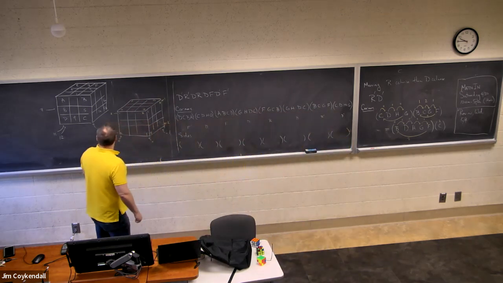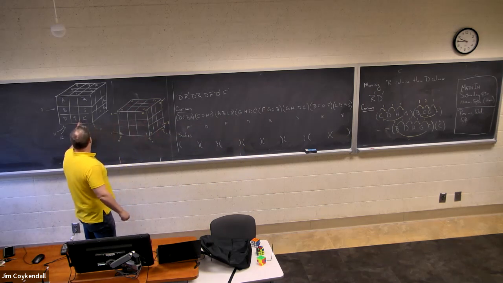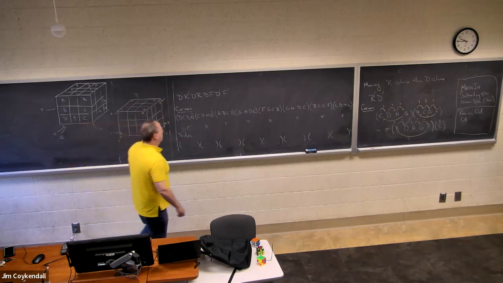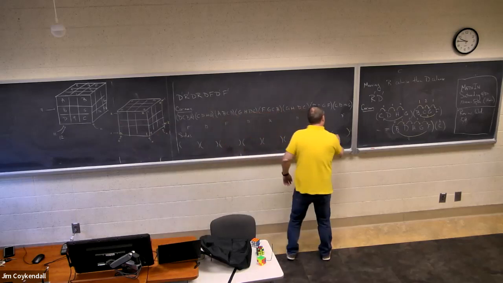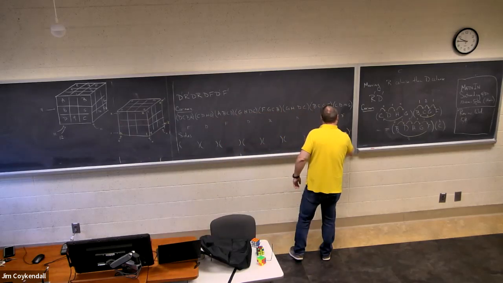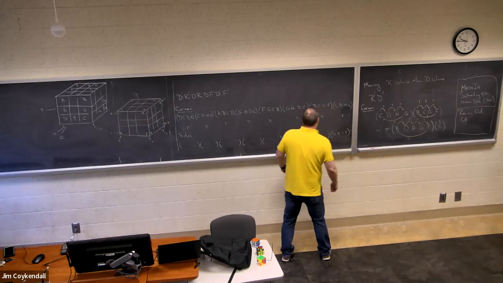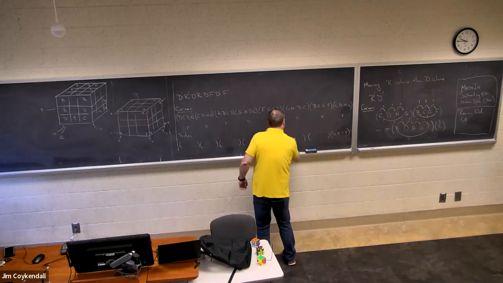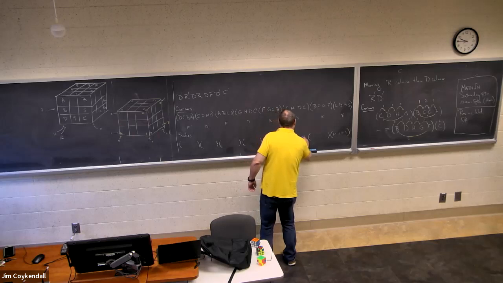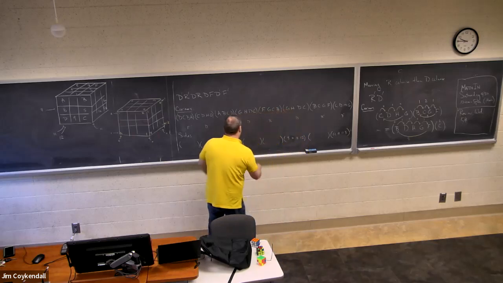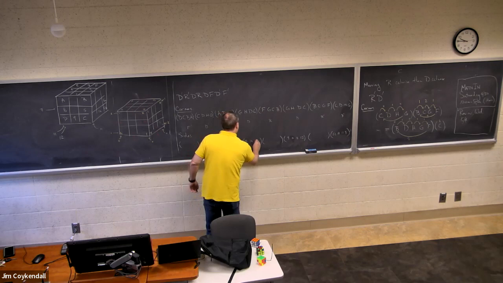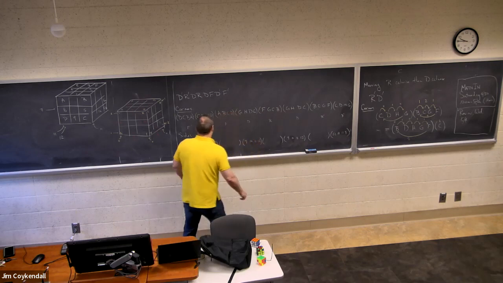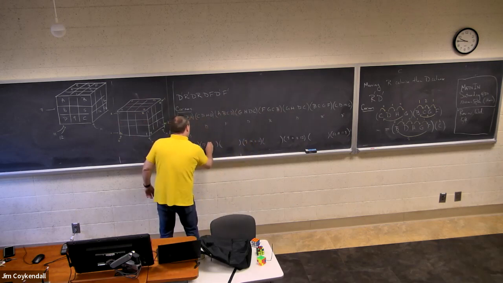D prime. Let's see, counterclockwise, it's 9. Well, it's 12, 11, and 9. And it's 9, 10. Well, 11, 9.